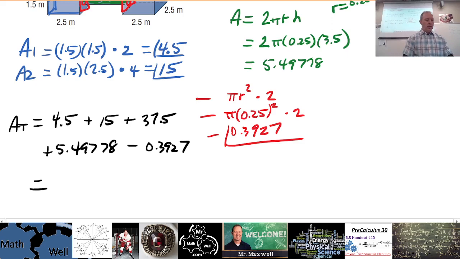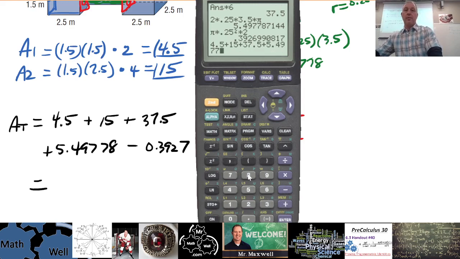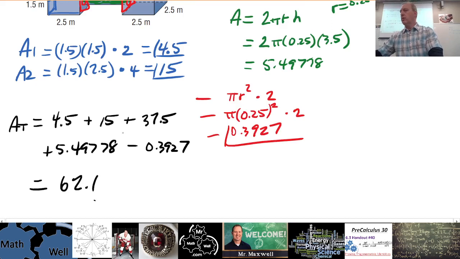Now let's just see here. Plus 15, plus 37.5, plus 5.4977, minus 0.3927. I get 62.1. Anybody else get that? Yeah? That's going to be meters squared for the area total.